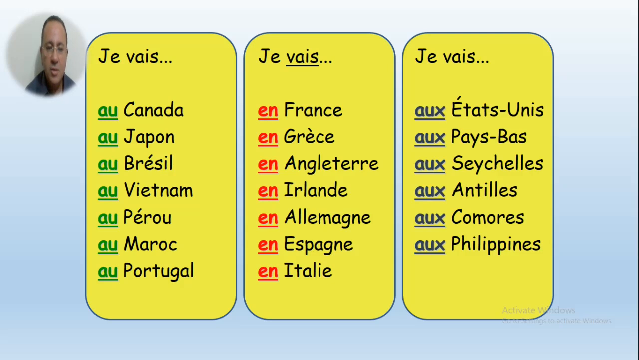As you can see, I put the countries in three different columns, and that's because, as you know from the previous lesson, the names of the countries are masculine, feminine, and plural, and we always use different prepositions before the name of these countries. So we use au for masculine countries, and we use en for feminine countries, and we use aux, with an x at the end, for plural countries. So, for example, I can say, je vais au Canada. It means I go to Canada.